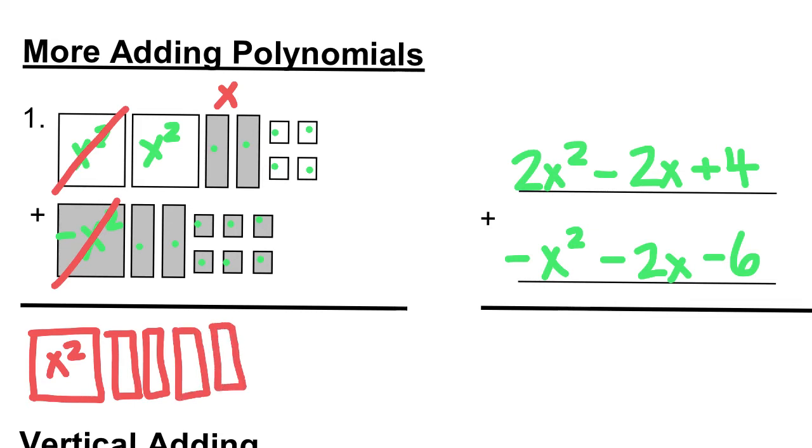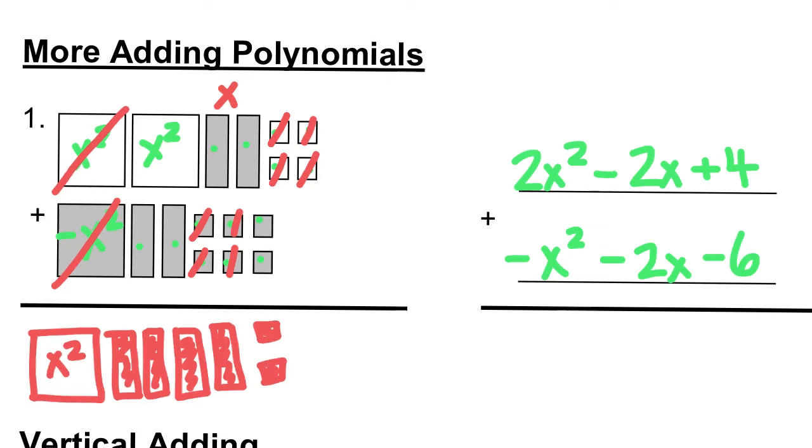But because they're all negative, it will be negative 4x. And finally, we'll look for the 0 pairs in our units. That's a 0 pair. Here's another one. And finally, we have 2 units left, but they're negative. So be sure to fill them in.